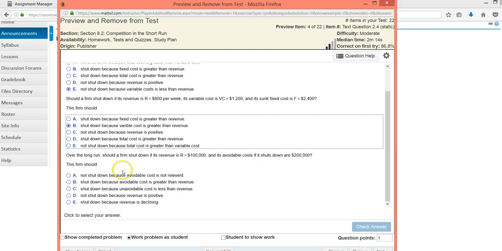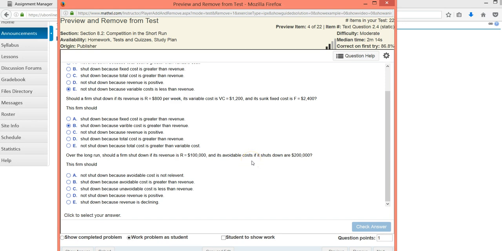So the last part: over the long run, should a firm shut down if its revenue is R equals $100,000 and its avoidable cost if it shuts down is $200,000. So in the long run, any variable becomes avoidable. Actually here it directly tells you what the avoidable cost is. I believe this cost here should also include fixed cost.